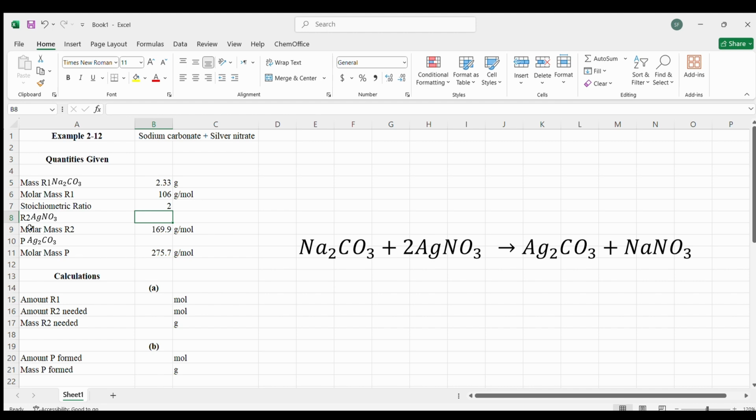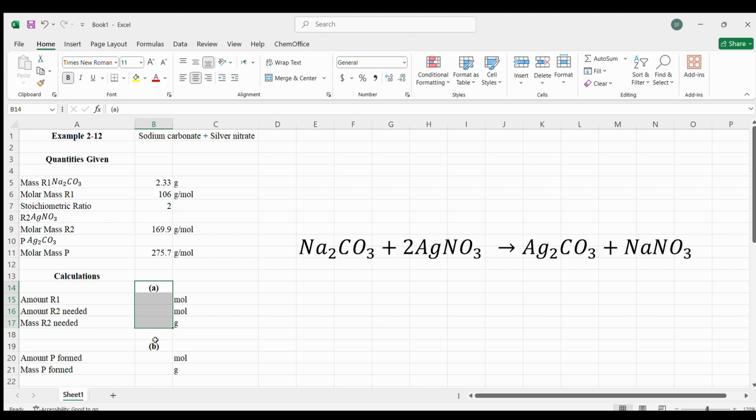Also, we have R2, for which we don't have the amount or the mass, so nothing is here. We have the molar mass of R2, which is defined. Actually, it's 169.9 grams per mole, and we don't have the amount of the product, but we have the molar mass, which is 275.7 grams per mole. Okay, let's head to the calculations.